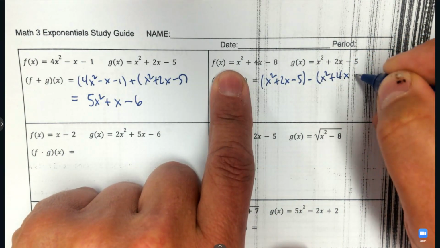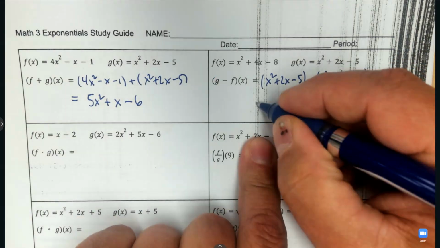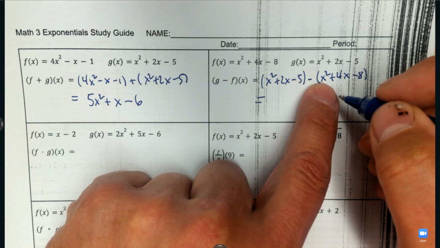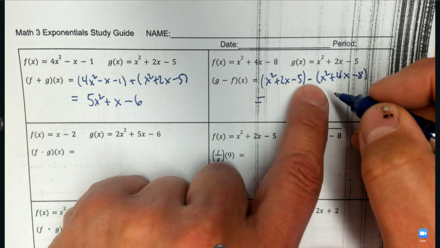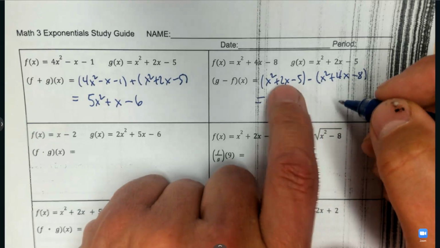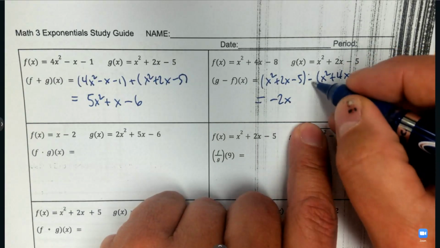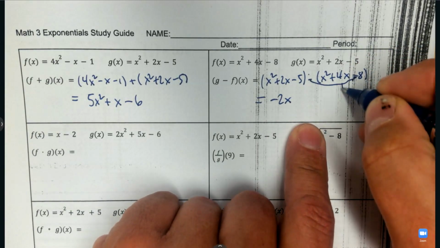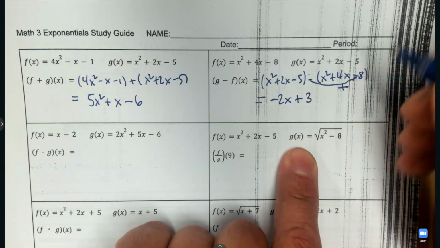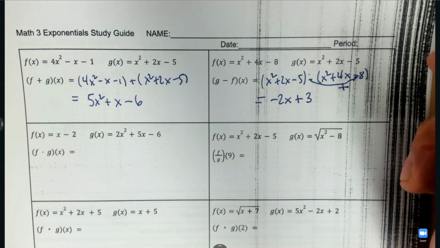I know my printer is not doing that great a job, but I can still see it. So x squared subtract x squared, they eliminate. 2x subtract 4x is negative 2x. And negative 5. Now be careful, when you subtract a negative, you're really adding it. So it's really negative 5 plus 8. So we have 3 more positives. So it's negative 2x plus 3.